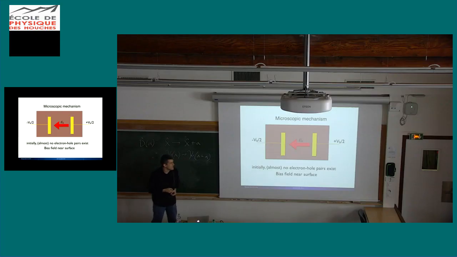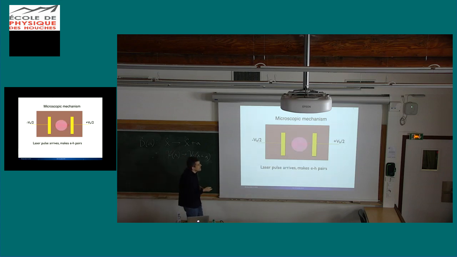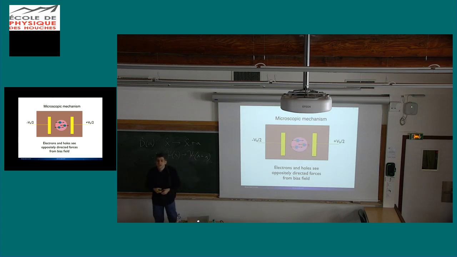So the microscopic mechanism for this is fairly simple. You have a semiconductor, so you initially have, let's say, no electron hole pairs. Of course you're going to have a few, but let's say you have a negligible amount of electron hole pairs existing in thermal equilibrium. And we have this bias field, which generates an electric field that, in this case, we're going to say is pointing from right to left, that exists near the surface. And then you come in with your laser pulse, you excite some electron hole pairs, and then these electron hole pairs now see this electric field from the bias. Depending on whether they're electrons or holes, they're accelerated in different directions, so they're kind of torn apart by this electric field. And so you get an acceleration of charge that will result in the emission of electromagnetic radiation.